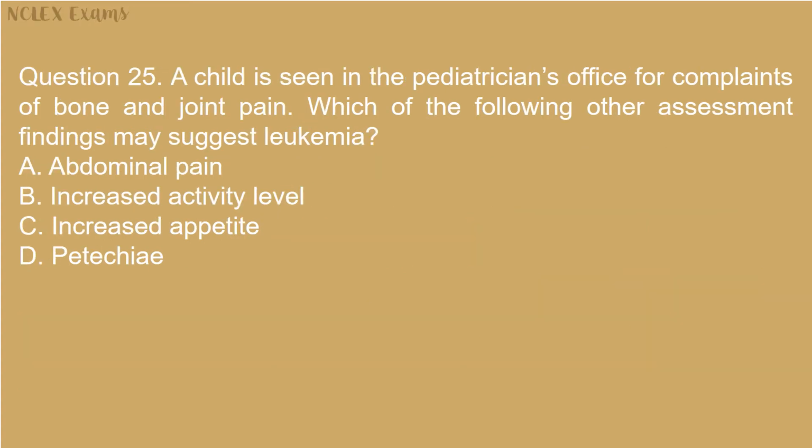Question 25. A child is seen in the pediatrician's office for complaints of bone and joint pain. Which of the following other assessment findings may suggest leukemia? A. Abdominal pain. B. Increased activity level. C. Increased appetite. D. Petechiae.